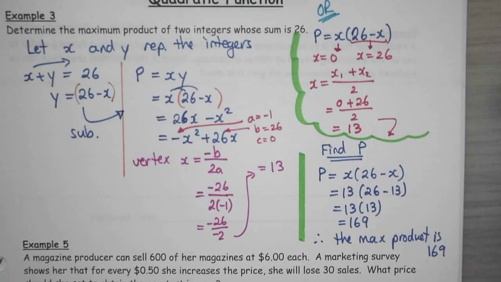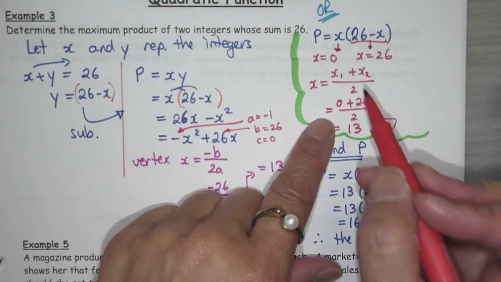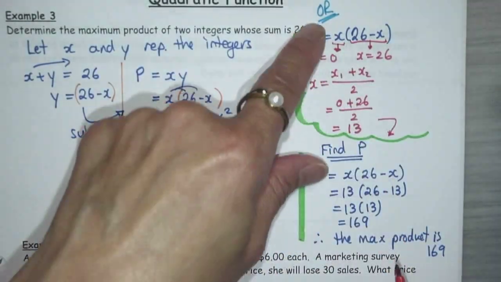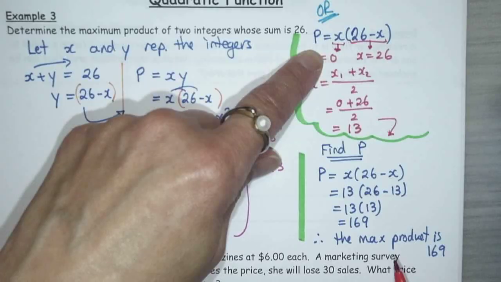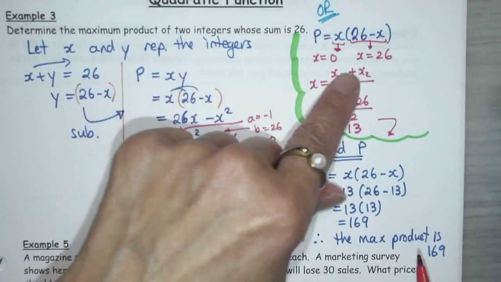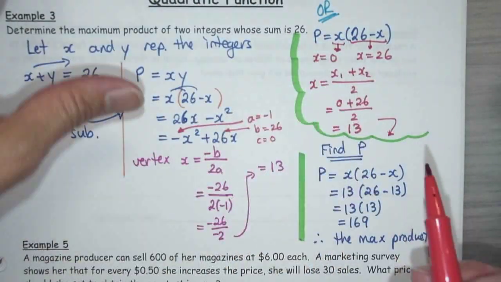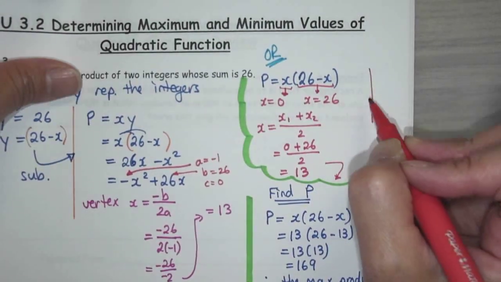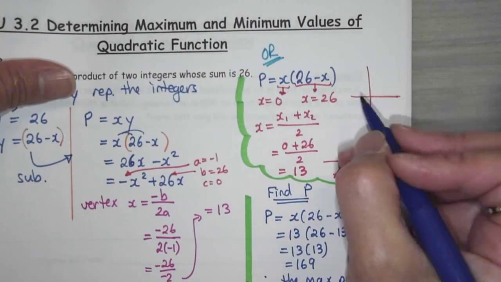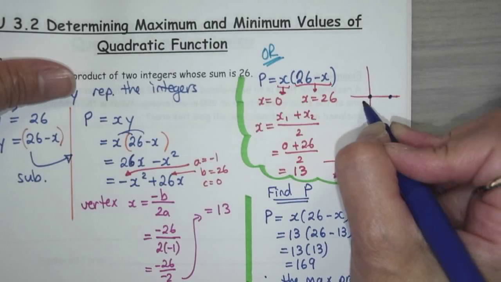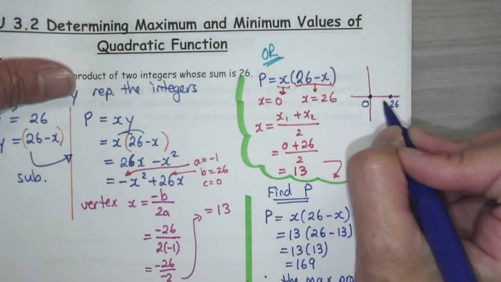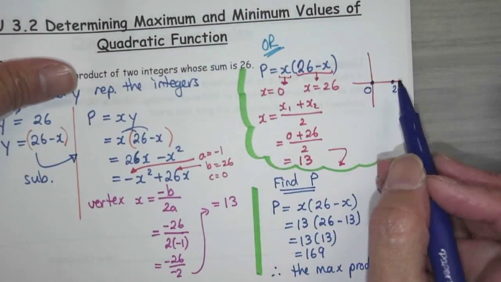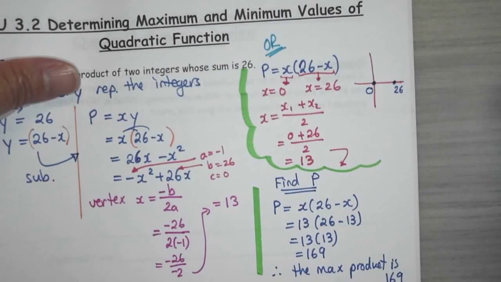Yes? Why is that equals to 0? 0 from the first factor, so x equals 0, solve each one, and then 26 minus x, so x equals 26. So you would get the 2 roots. So this is like the 2 roots that we get. So you would get 0 and 26. And then you would find the halfway point. So halfway between 0 and 26 is 13, and you would get your vertex that way.